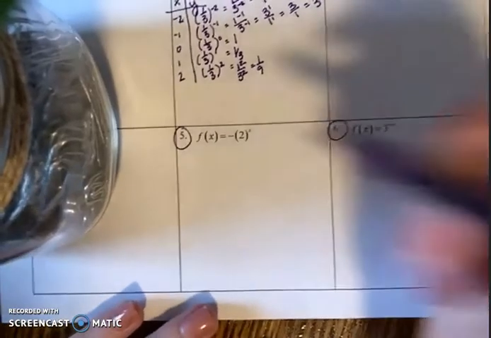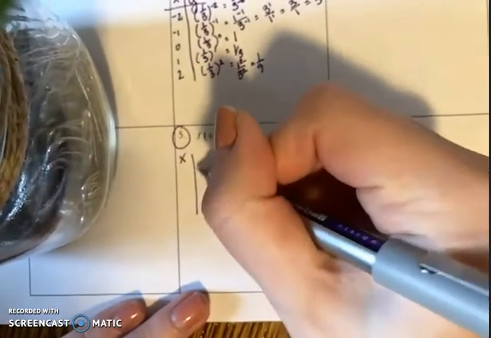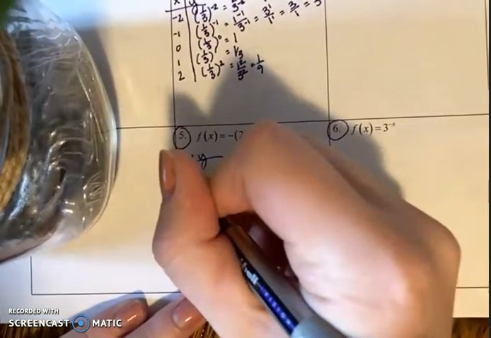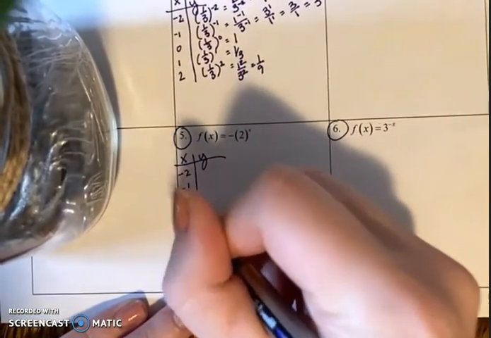Looking at number 5, let's start by creating our table. Once again, we're going to go from -2 to +2.